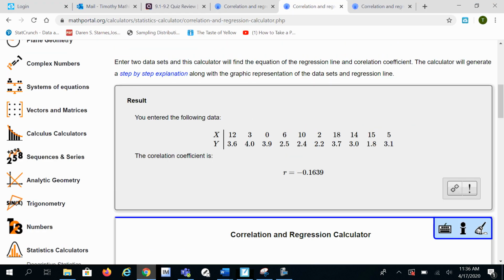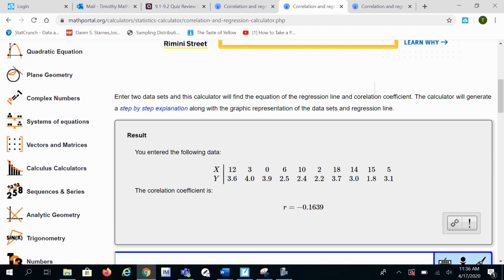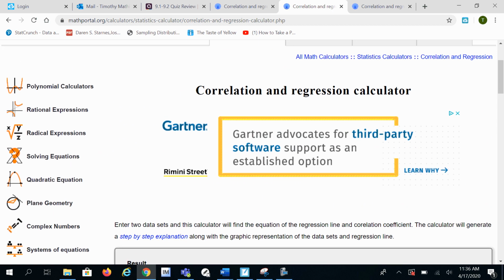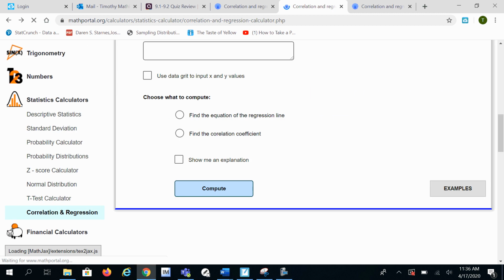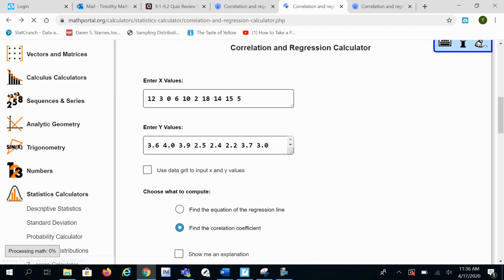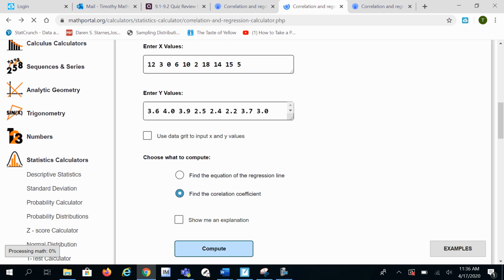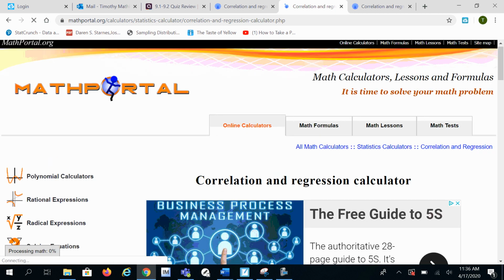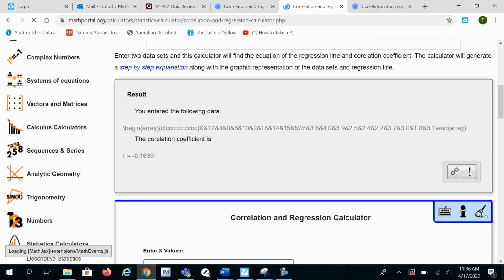So once again, I went ahead and typed in all the numbers. So you type in all of your numbers into the table. Go ahead and click on find the correlation, hit compute. It'll put you in the table here. Makes it look all pretty, at least on my screen. It's not doing it right now, but the correlation I can see is negative 0.1639.